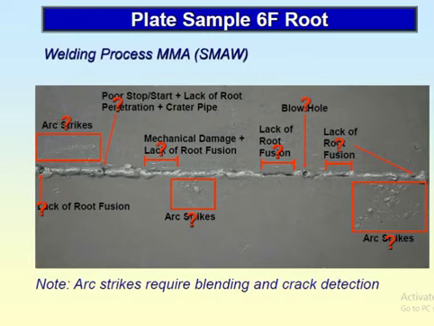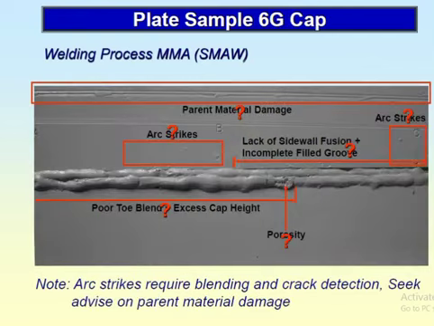How many plates have we already discussed? This is the 6F, which means 6 plates are already done: A, B, C, D, E, F. So this will definitely help you. You can see here the 6G, another plate. Mechanical damage happened here. Arc strike, lack of sidewall fusion, arc strike.